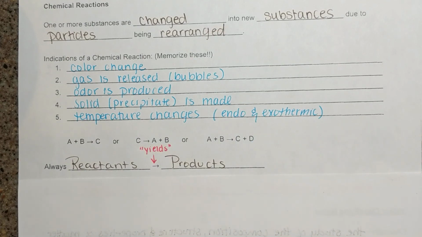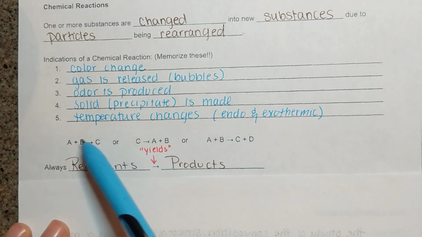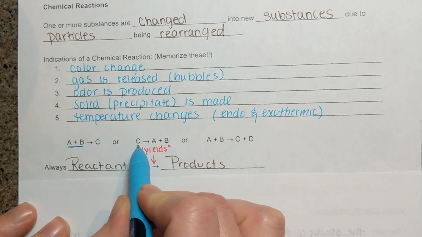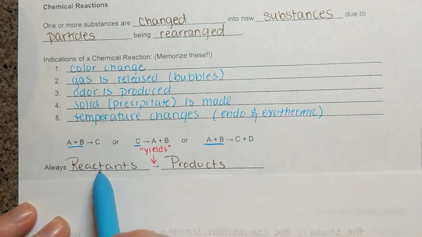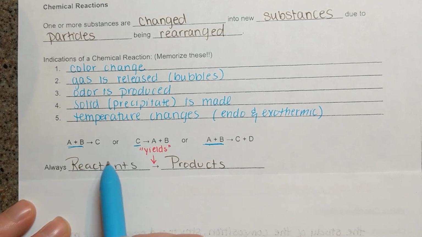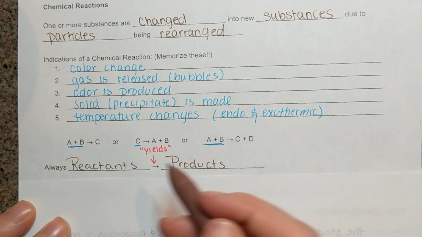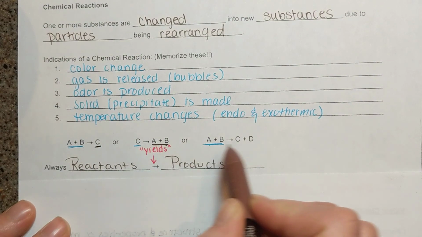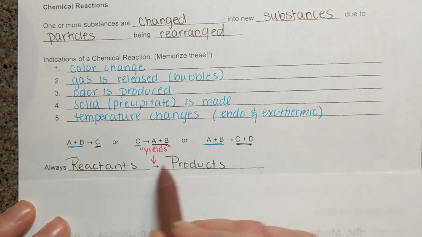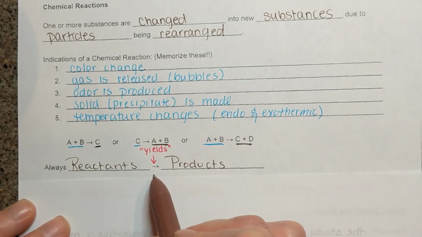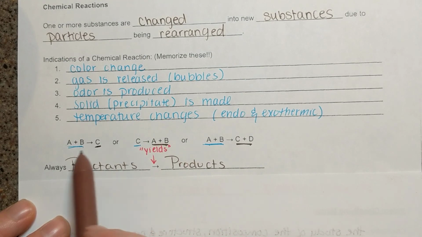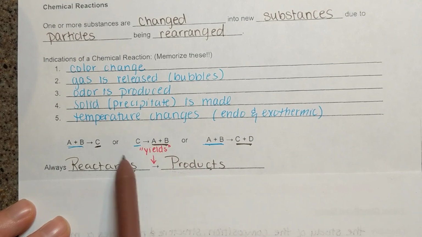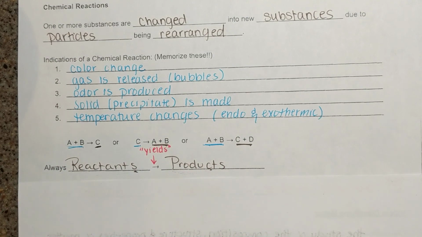But overall, anything on the left of this arrow, so this part here or here, these are all reactants. So they're reacting together to make or produce our products. So anything on the right of our arrow are our products. And the arrow just means like yields or to make. So we react things together to yield or make products. So reactants are on the left, products are on the right.